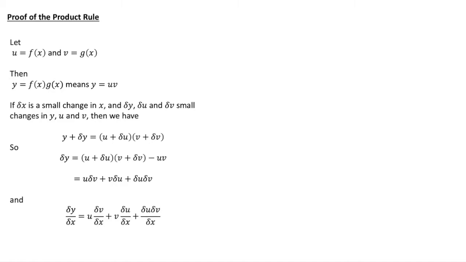And now we divide everything through by delta x, which leaves us with, on the left hand side we had delta y, so now we have delta y divided by delta x. And then for each of those three terms we use the deltas to make fractions, so u delta v becomes u delta v divided by delta x, v delta u becomes v delta u divided by delta x, and delta u delta v becomes delta u delta v divided by delta x.